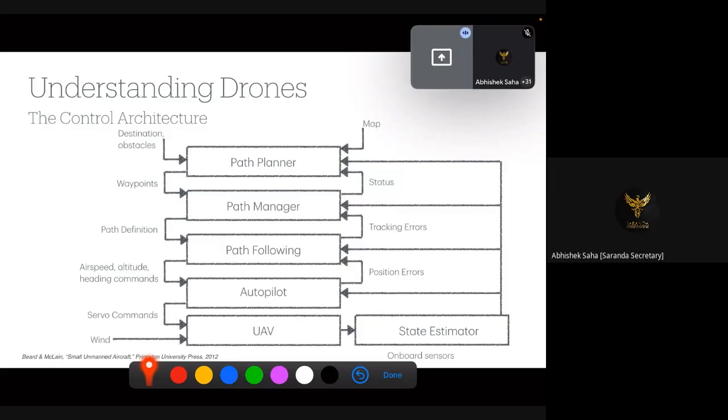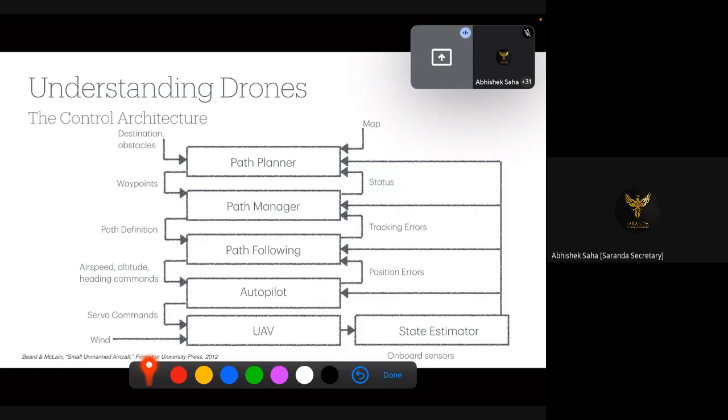Now this control has an architecture to it. This is what the hierarchy is. You have the physical UAV, which has sensors on board that generate estimates about the state of the vehicle. What is the attitude of the vehicle, where the vehicle is, what is the rate at which the attitude is changing, what is the velocity of the vehicle, where is the vehicle going to head, what is the health of the vehicle, and so on. All these states go on to every stage of the hierarchy.